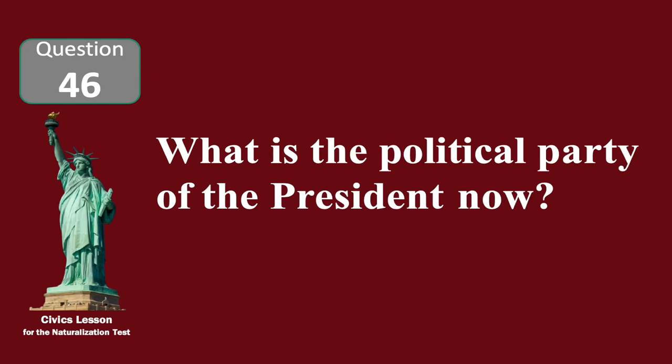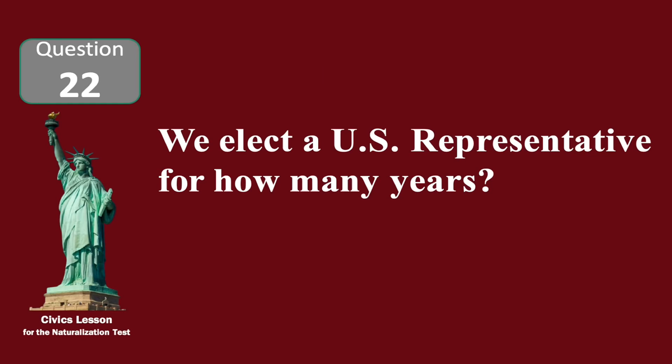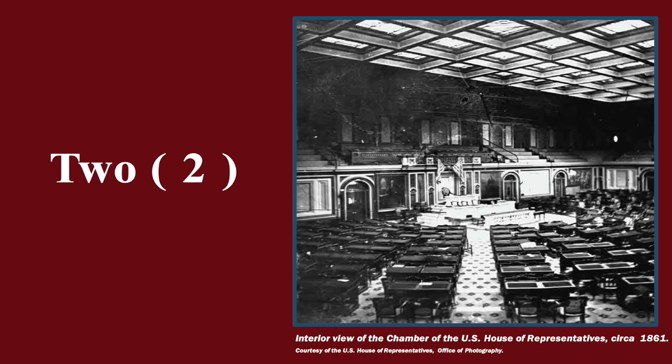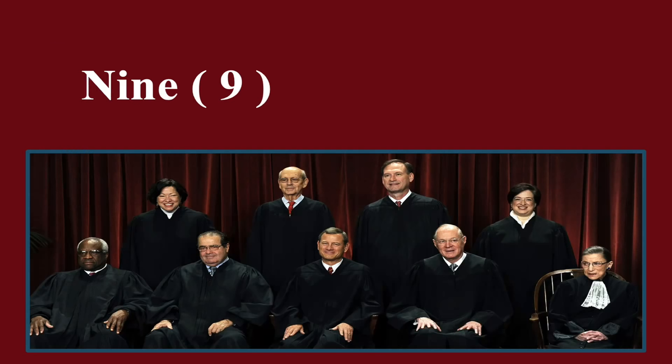What is the political party of the president now? Democratic. We elect a U.S. representative for how many years? Two years. How many justices are on the Supreme Court? Nine.